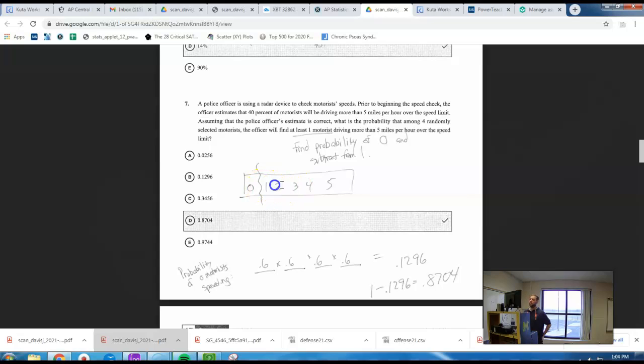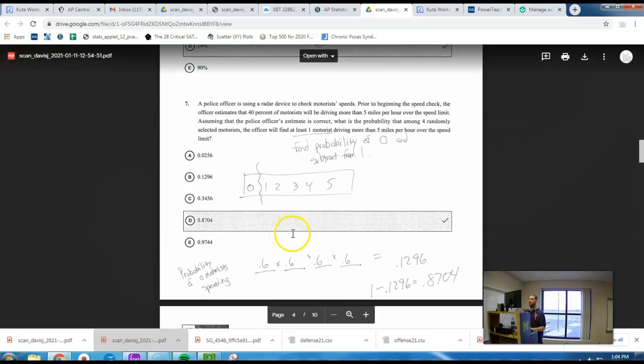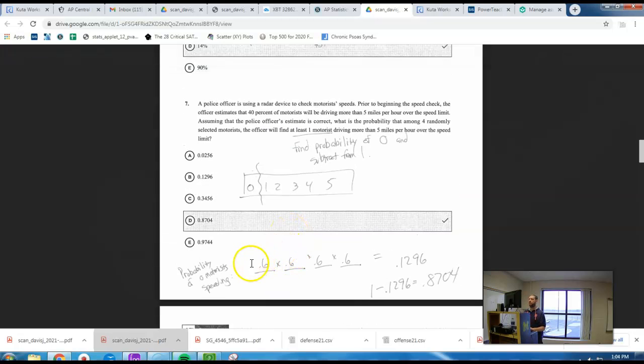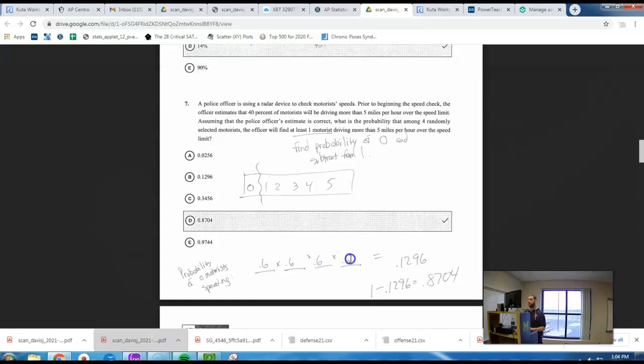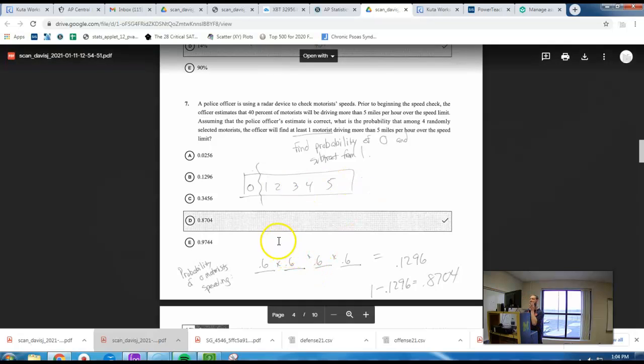So I'm not going to find the 1, the 2, the 3, the 4, and the 5. I'm going to find the 0 and then do 1 minus that to get to my answer. So the probability that someone is not speeding is 0.6 because 40% of motorists are. But I want none of them to be speeding. So I want 4 motorists in a row, 0.6, 0.6, 0.6, to not speed. That's 0.1296. So that's this number here. And then 1 minus that would give you all the numbers.